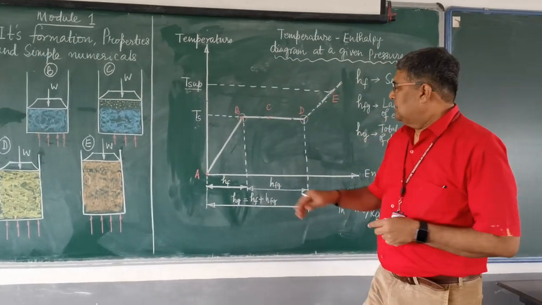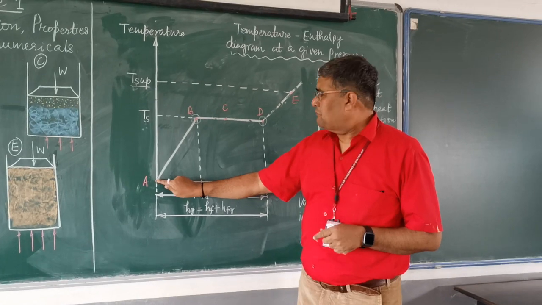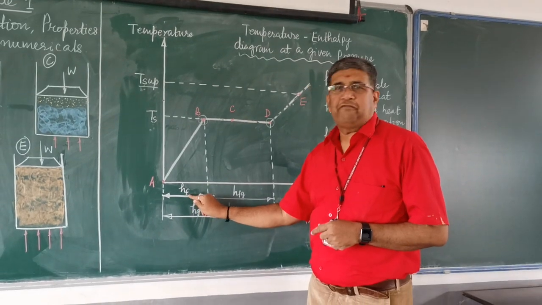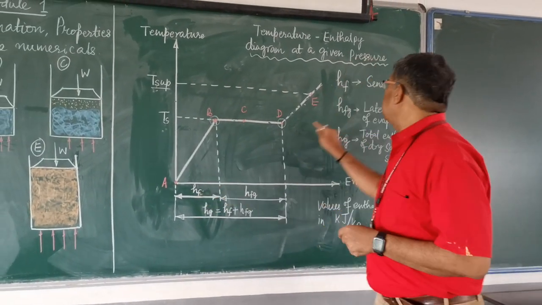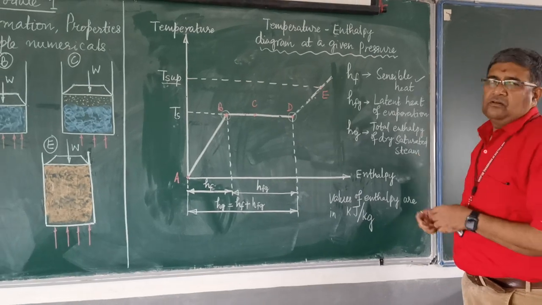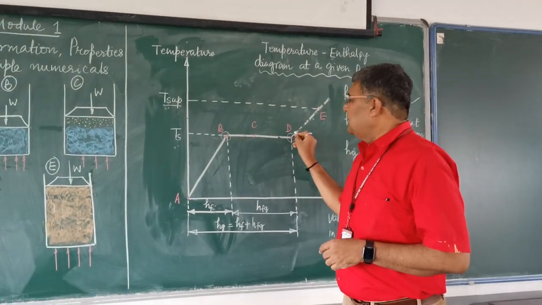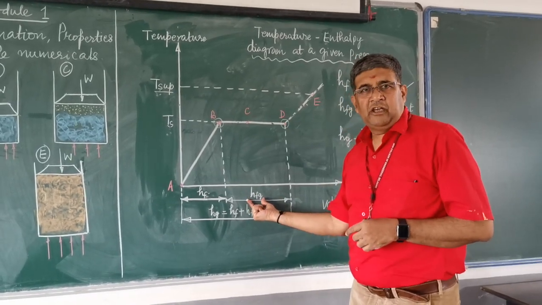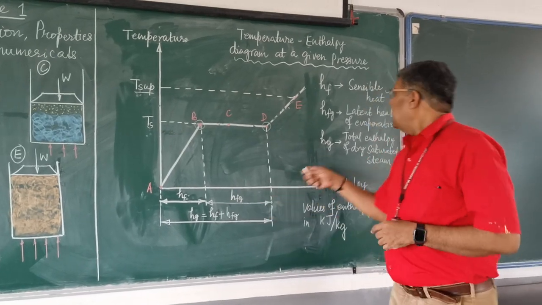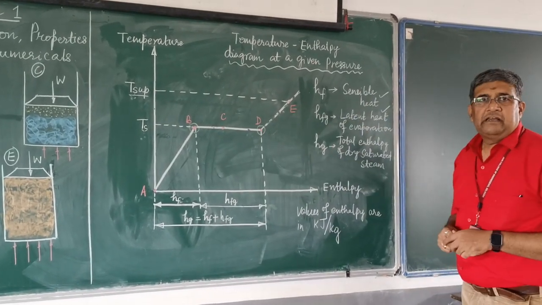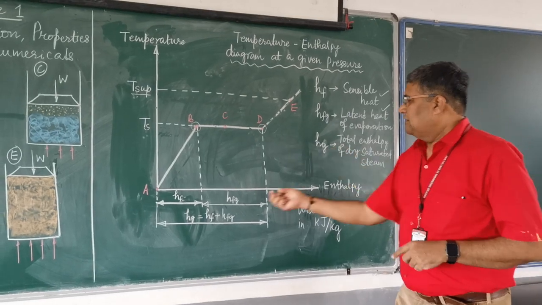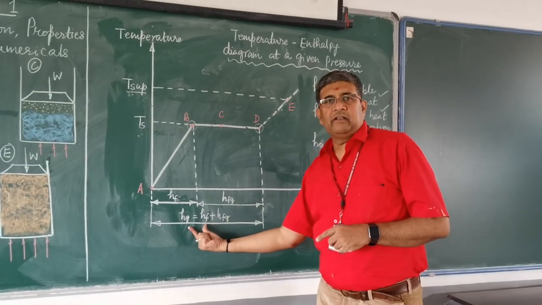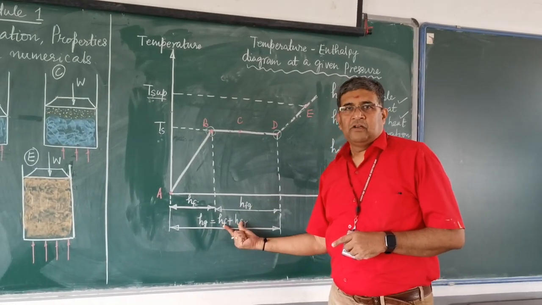Now when we are adding heat, for example, in order to reach from point A to point B, the total heat which is added is denoted as hf, h suffix f, and it is called the sensible heat. Then from B to D, even though we have added heat, there is no rise in temperature. It is called hfg, that is h suffix fg, and that is nothing but the latent heat of evaporation. And hg, if I add these two, that is the sensible heat and the latent heat of evaporation, I am going to get the total heat of dry saturated steam.